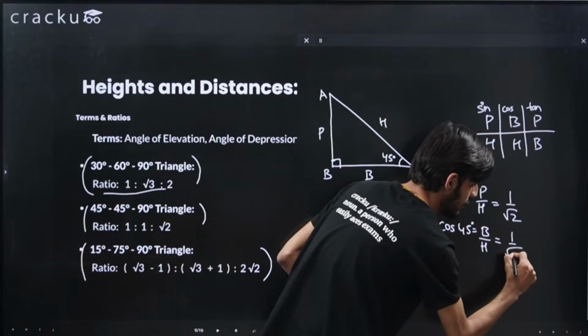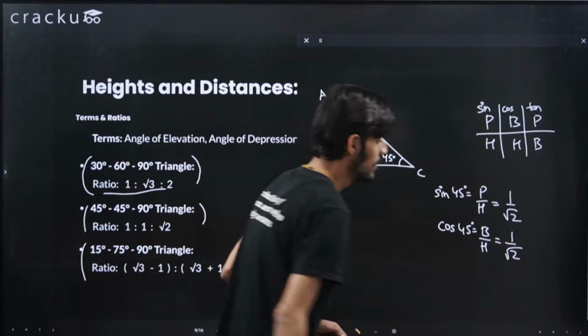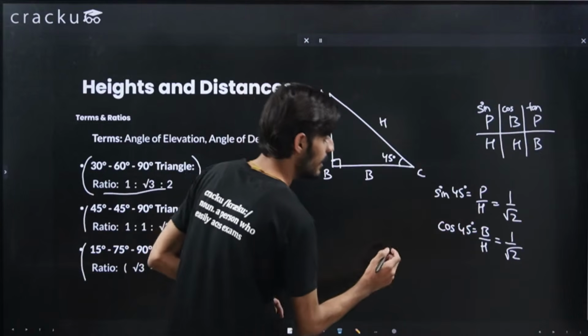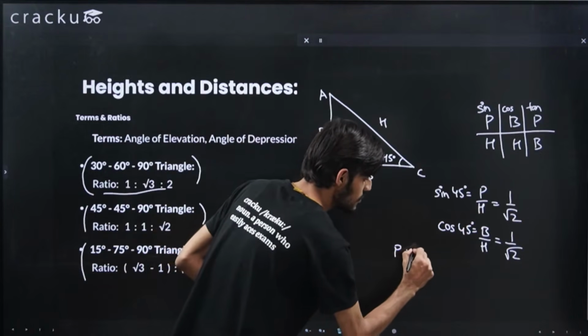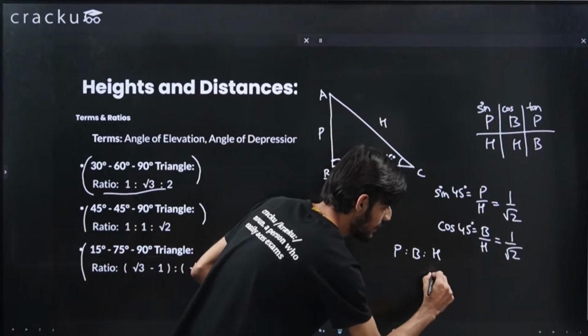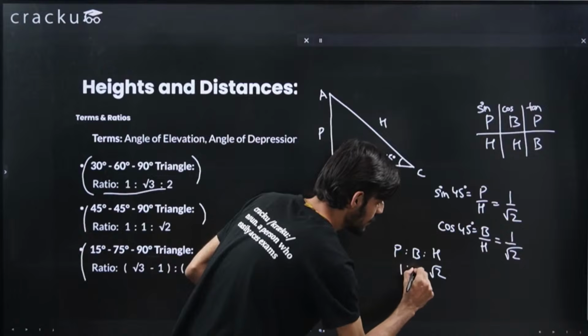You can check that in the slide that I just showed you. Again, you can see that the h is common in the two ratios. So we can directly write P is to B is to H. We know that h is root 2. So when h is root 2, then P and B will be in the ratio 1 is to 2.